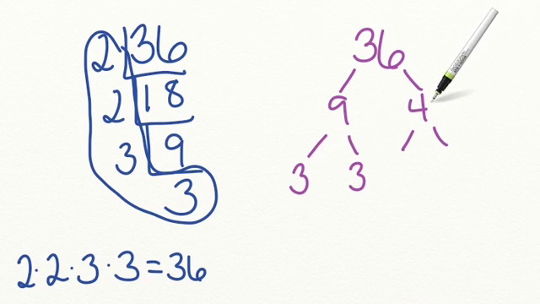All right, let's look at 4. What two numbers can we multiply together to equal 4? We can multiply 2 times 2.